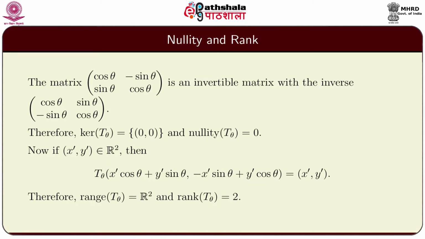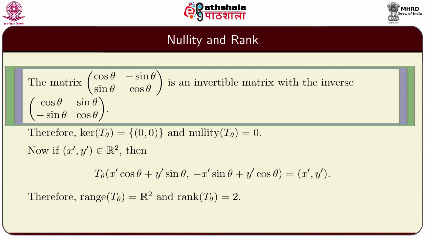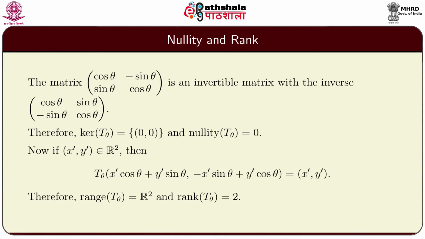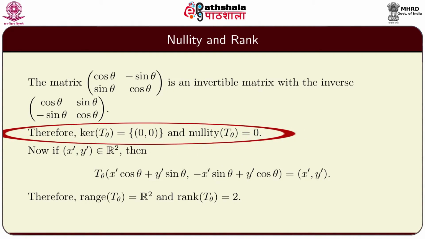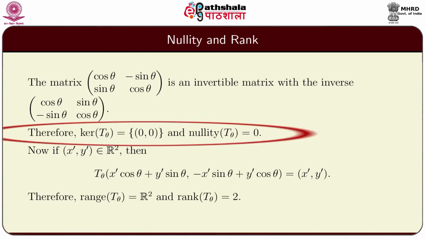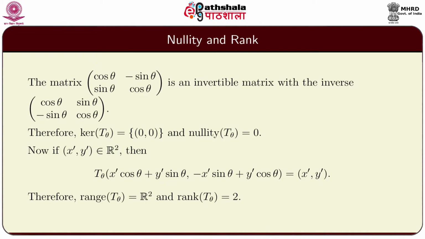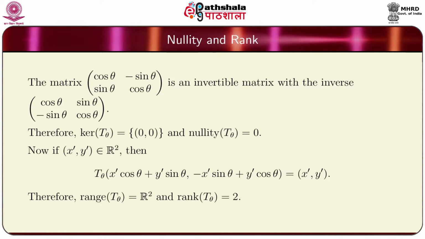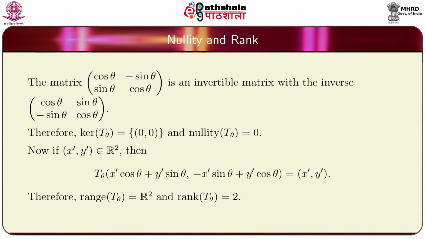that is, cosine theta in the principal diagonal and minus sin theta in the off diagonal positions. This is an invertible matrix with the inverse given by cosine theta in the principal diagonal and sin theta, minus sin theta in the off diagonal, and therefore the kernel of T theta cannot be anything more than the singleton (0, 0), and therefore the nullity of T theta is 0.